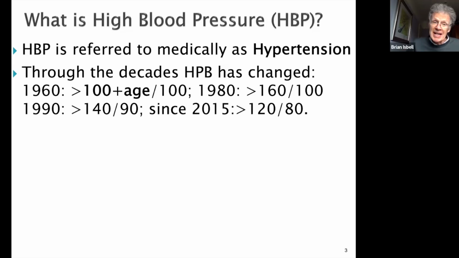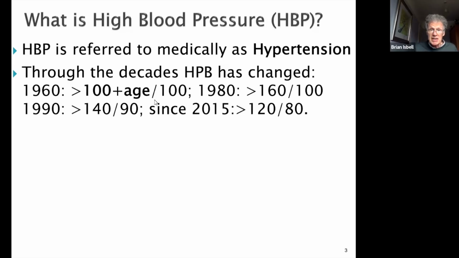So if we're talking about an 80-year-old in the 1960s, if they had a blood pressure of 100 plus 80, that's 180 over 100, they would still be deemed to be only borderline hypertensive. Now, you probably realize that's changed a great deal over recent decades.